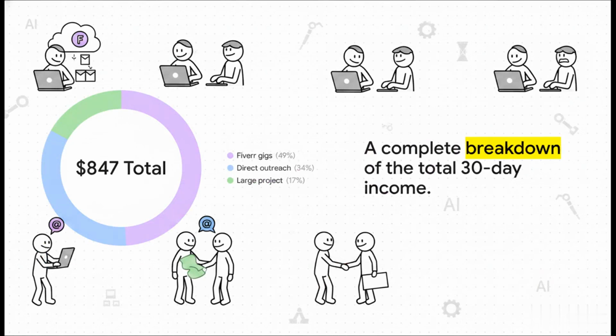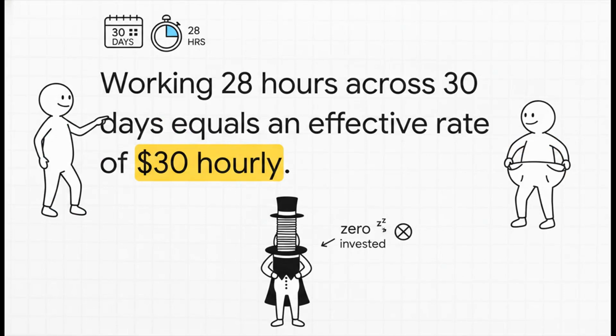And this brilliantly illustrates exactly where that money came from. Notice the breakdown of the $847. $412 came from inbound Fiverr gigs. $285 came from the clients I manually found through direct Instagram outreach. And $150 came from one single, larger project, which was actually a week 2 client who came back asking for a full website rewrite. So, what does this all mean?